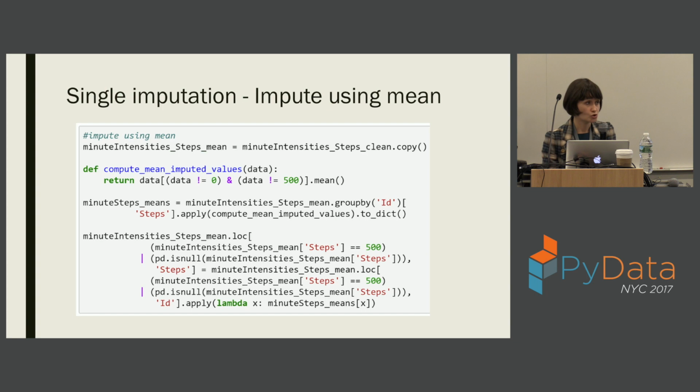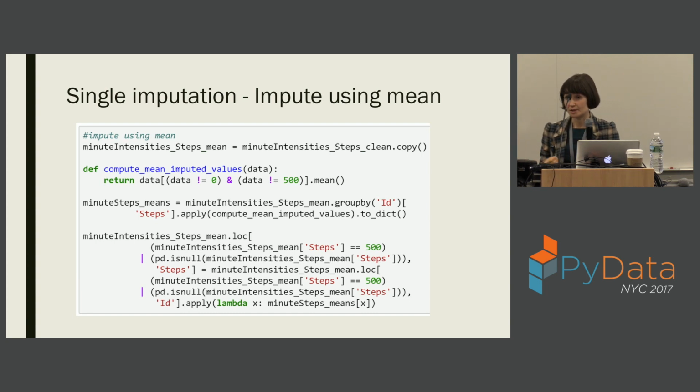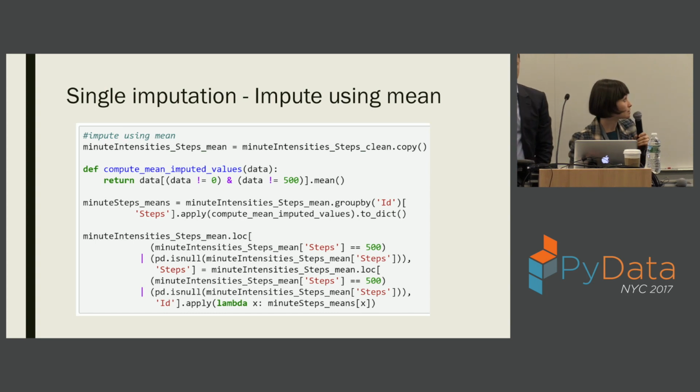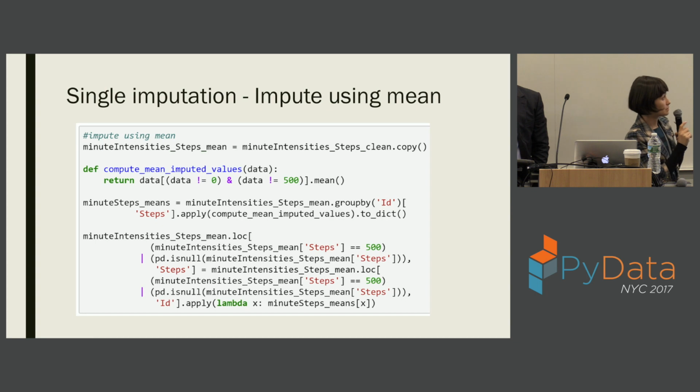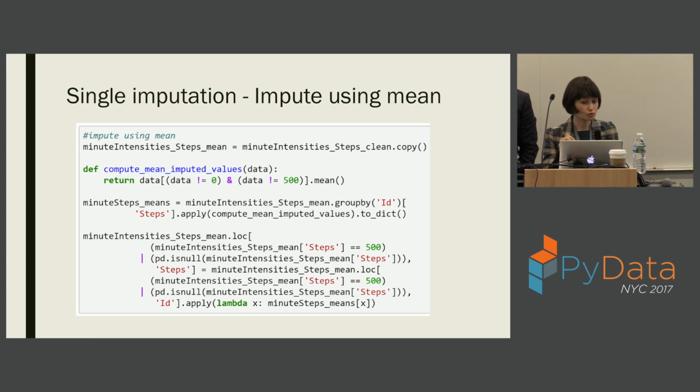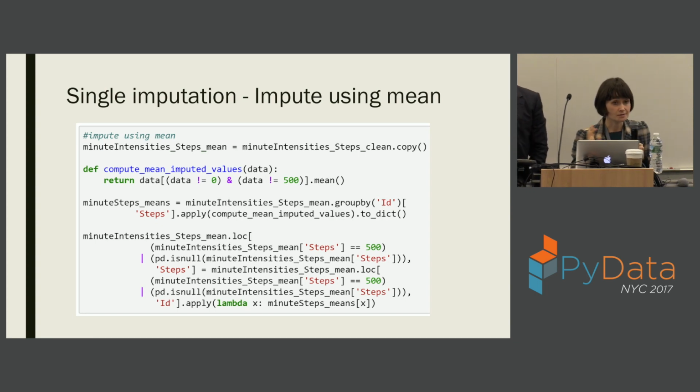So now let's impute. This one simply makes a single imputation using the mean. We compute the mean per customer, not for the whole thing, because we would expect that the mean number of steps would depend on the person who is wearing the Fitbit. Some people run more, some people less. So we compute that per customer, and then we simply replace all the nulls and all the rows where you have 500 as an outlier.